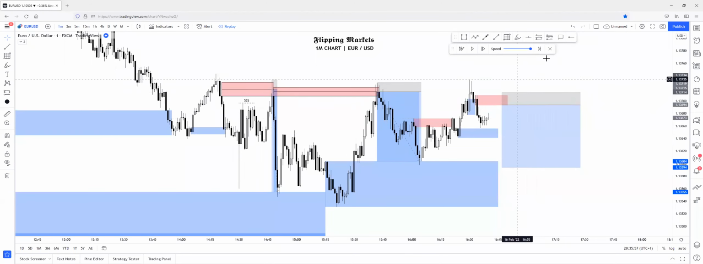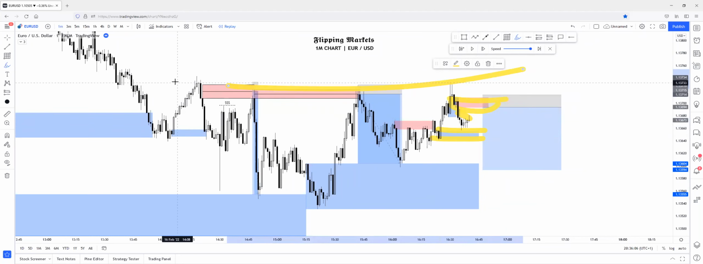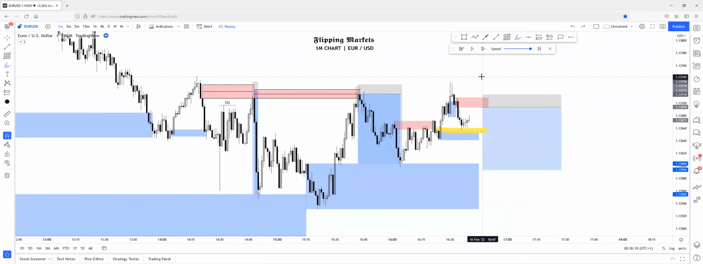Would you guys risk this setup? I'm just asking you. There was no demand tap at this region. There's liquidity creation. There's a flip zone as for liquidity sweep and supply tap at this region. You will risk it. Okay.